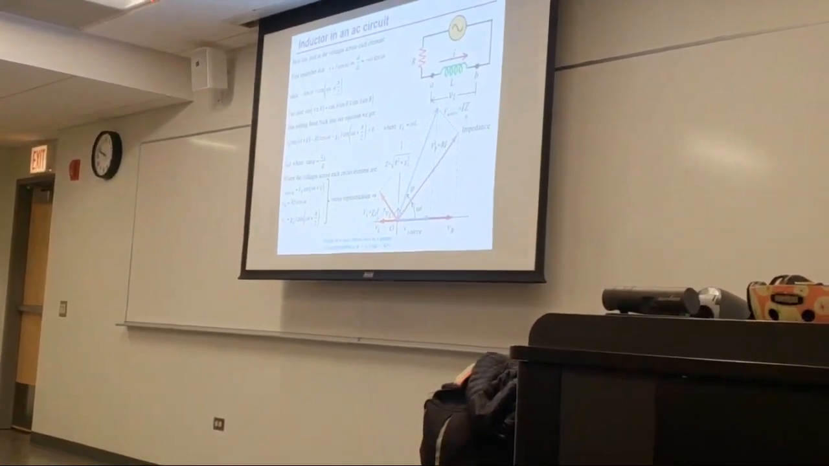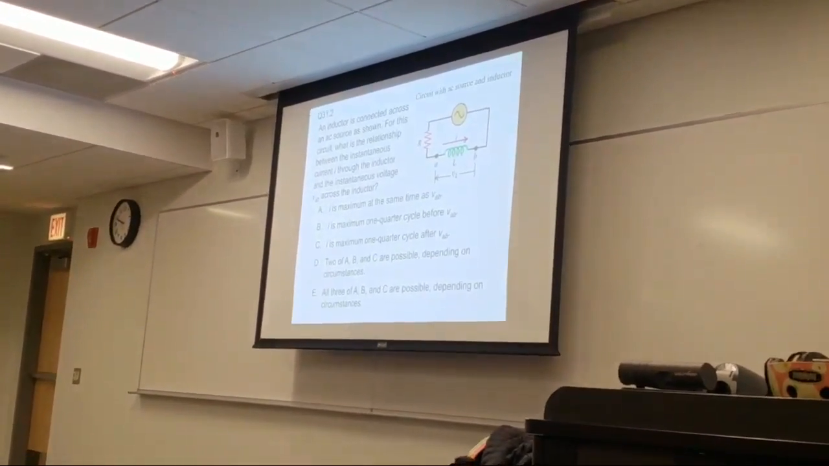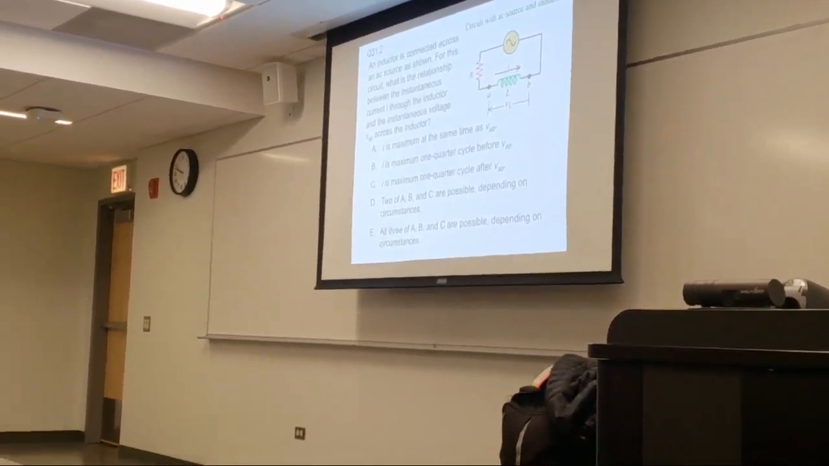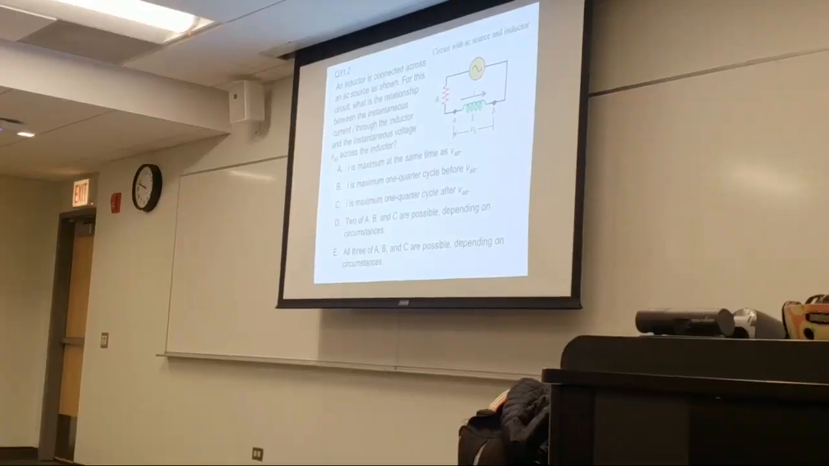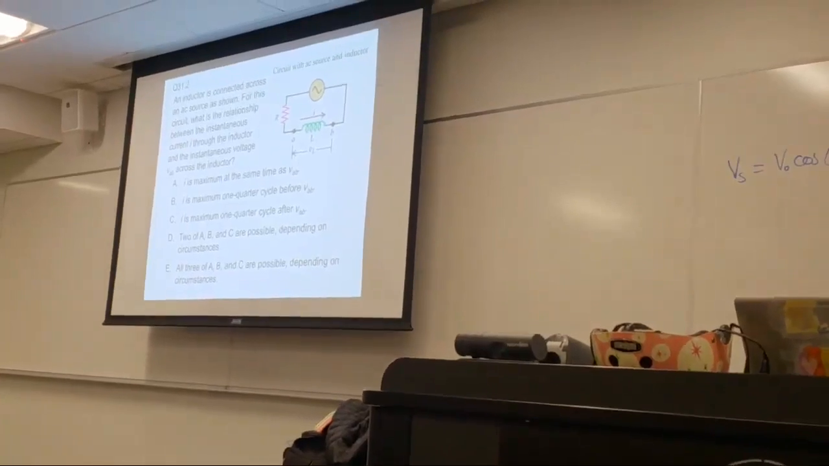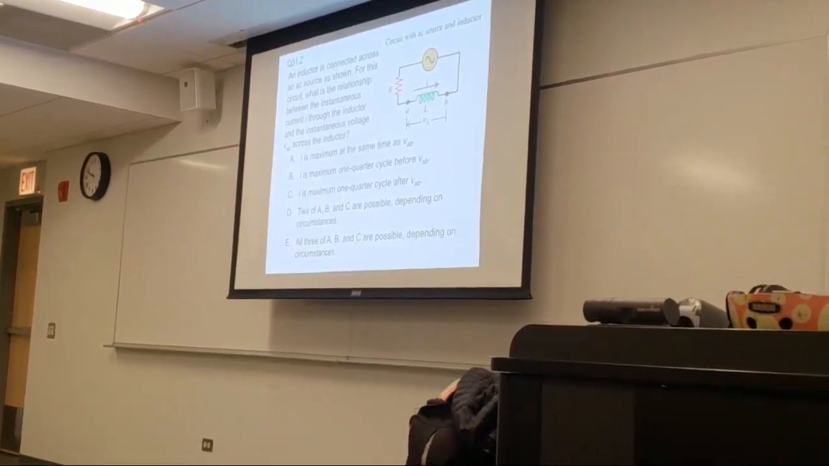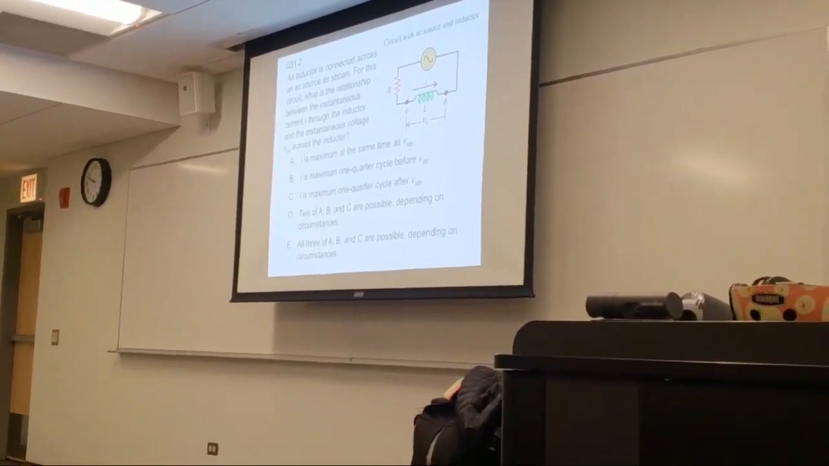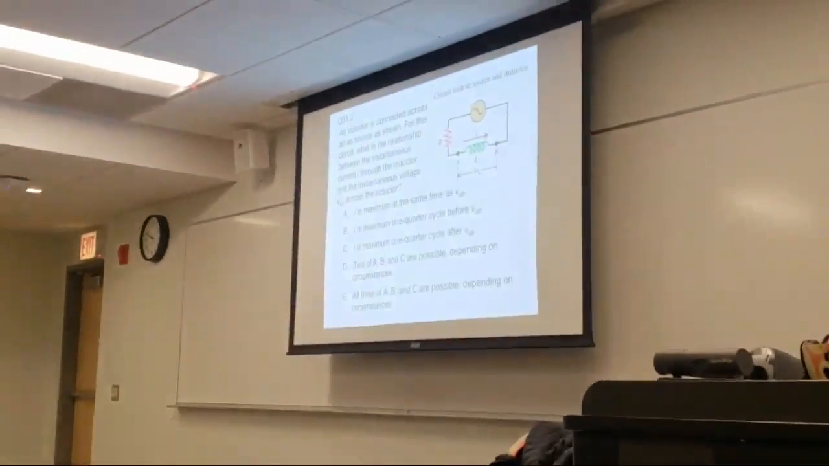And then to finalize, let's ask a question. An inductor is connected across an AC source as shown. For this circuit, what is the relationship between the instantaneous current I through the inductor and the instantaneous voltage VAB across the inductor? I is maximum 1/4 cycle after VAB. Before or after? I think after.